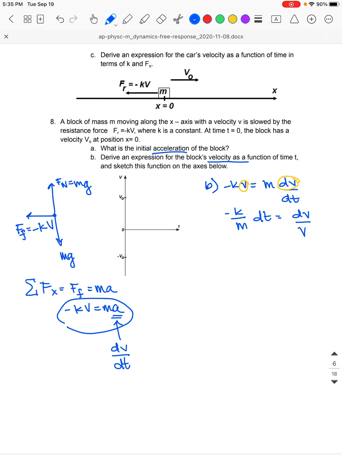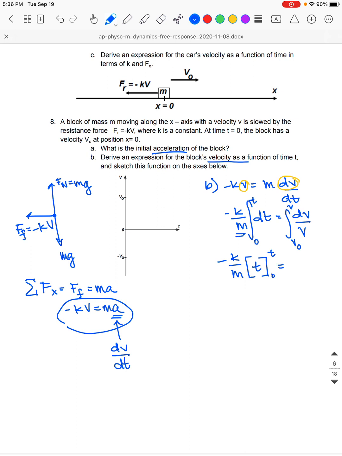This negative k over m is just a constant, so I'm going to leave that on the outside, and I'm going to go from 0 to t time. And this one, I'm going to go from starting velocity of v naught to v. From there, I can do my integration, negative k over m, and then this one is t.